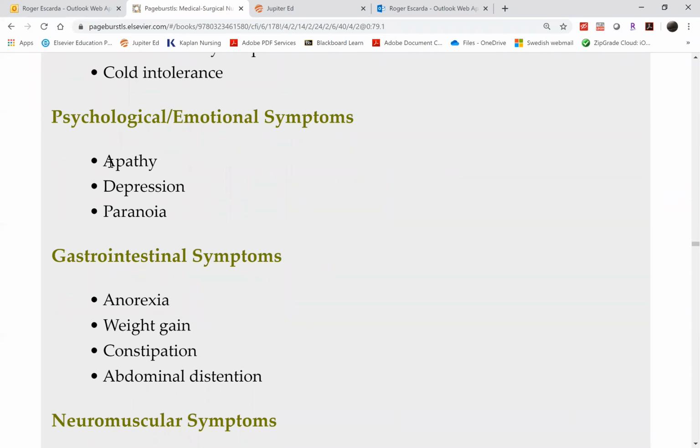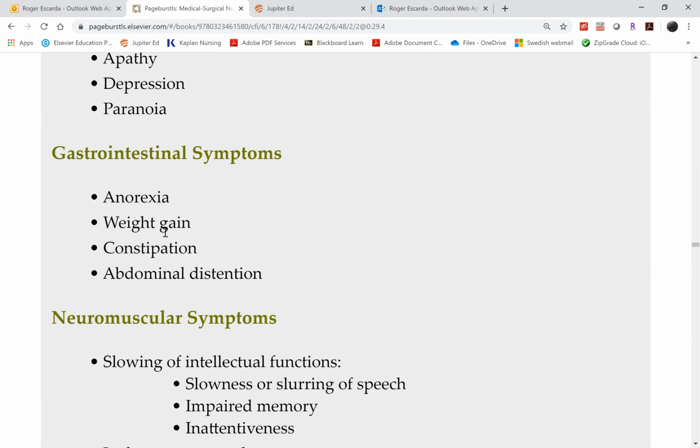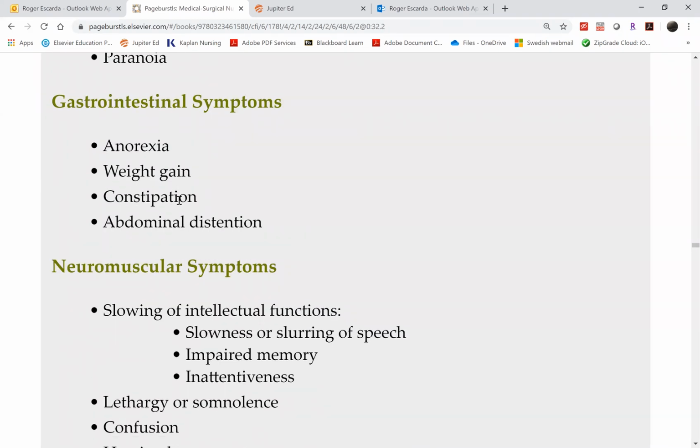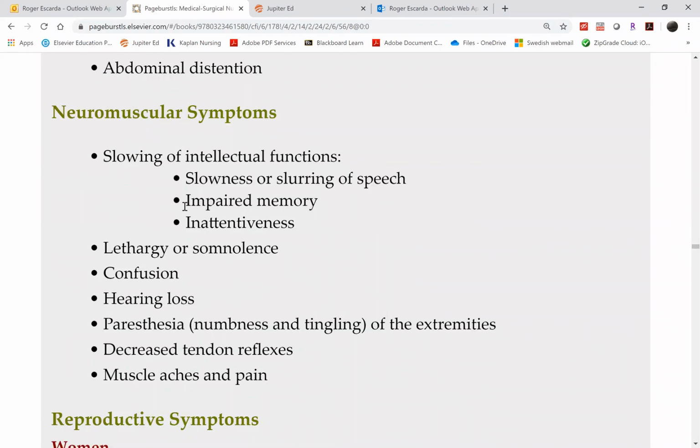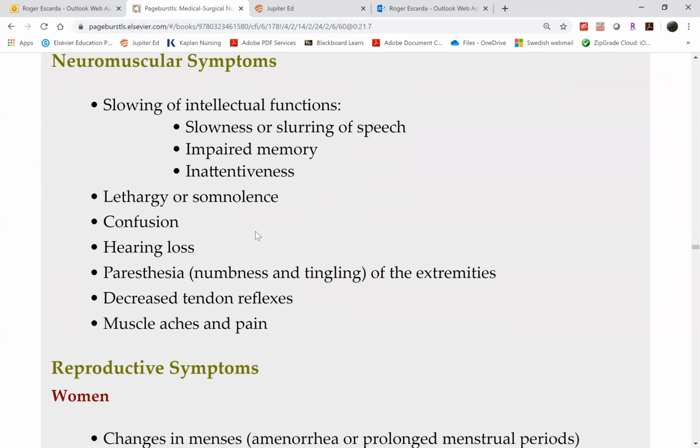So they have weight gain, constipation instead of diarrhea. They'll have abdominal distension, no appetite. And besides having no appetite, they still gain weight, okay, because the metabolism is just so low. Neuro-wise, cognitive functioning will be slow. They'll be slow to respond to you. And there is another complication here.